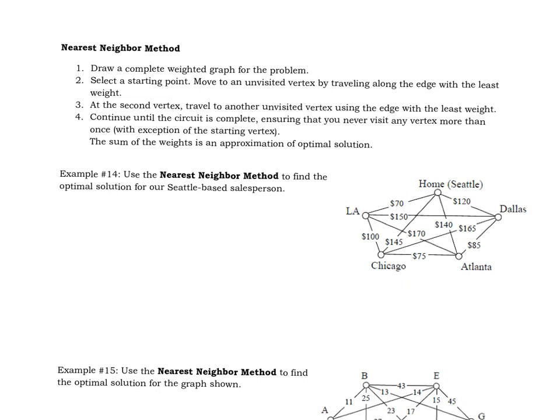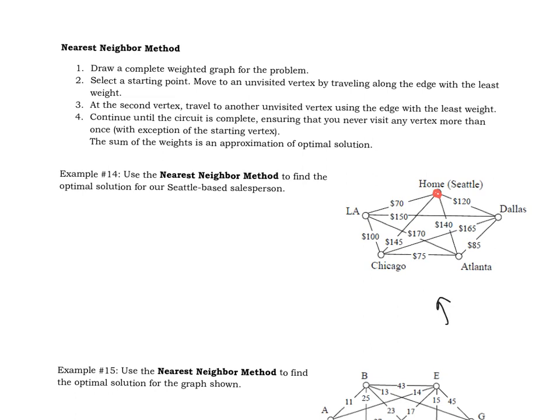Graph theory, nearest neighbor method. So our first step for that method is to draw a complete weighted graph for this problem. We already have one drawn here. So select a starting point. I'm going to choose Seattle, because that's the home.